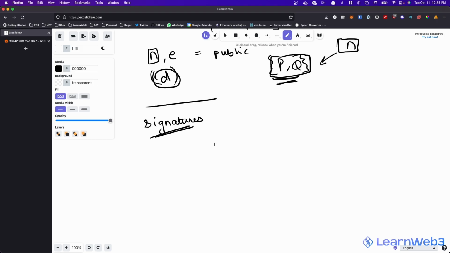Now, signatures solve a different problem. Signatures solve the problem of, if I want to send somebody a message, they should know that it is coming from me. And secondly, they should know that the message hasn't been altered in transit over the network, right? No malicious activity, like the message wasn't changed. What I sent you is what I actually sent you.